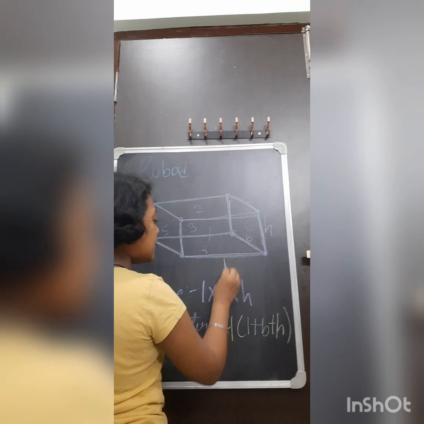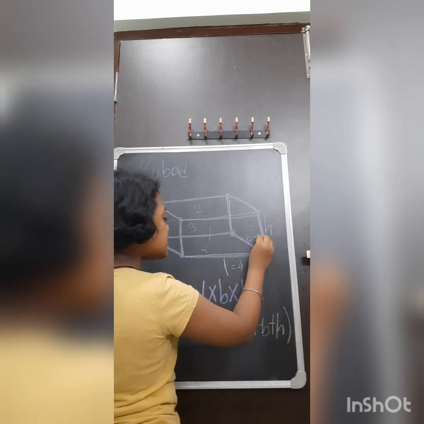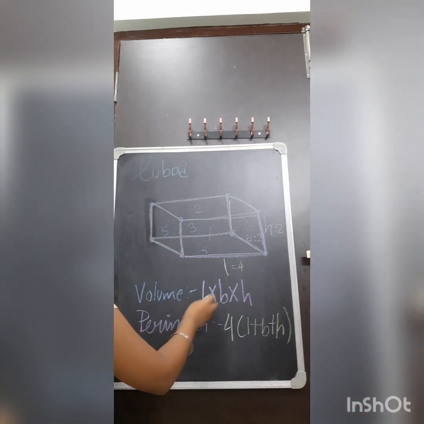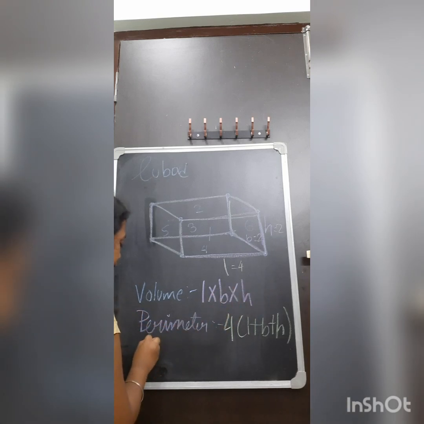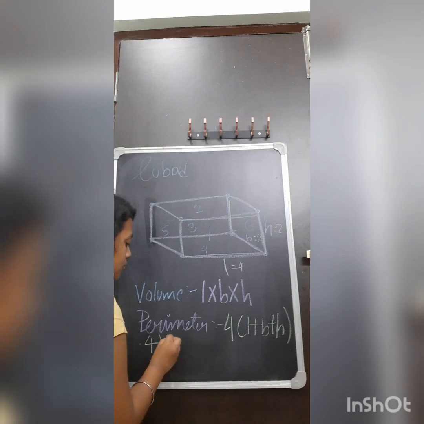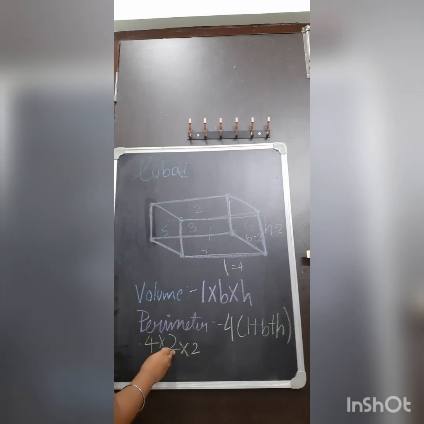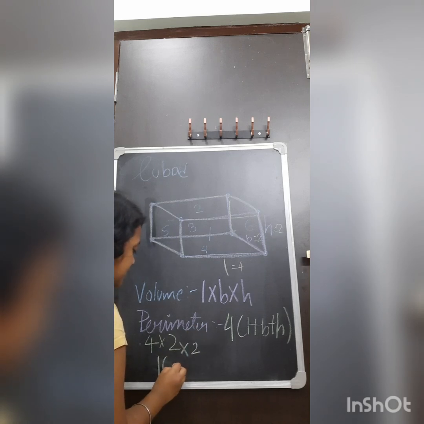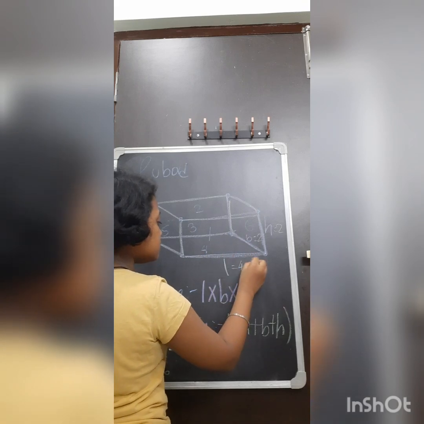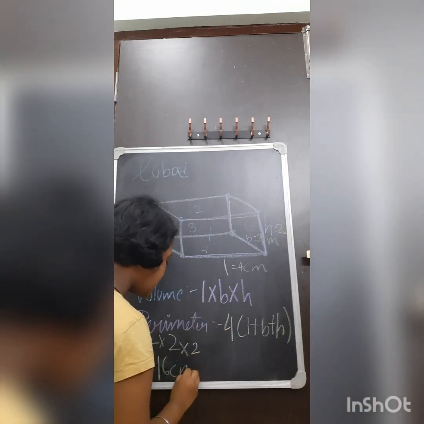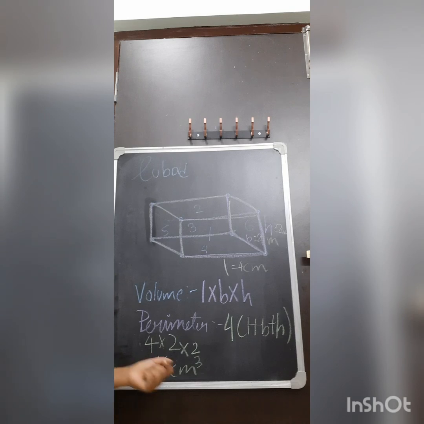For example, length is equal to 4, breadth is equal to 2, and height is equal to 2. Then how do you find the volume? So length into breadth into height. Length is 4 into breadth is 2 into height is 2. So 4 into 2 is 8. 8 into 2 is 16. So volume is 16 centimeter cube. So this is how you find the volume of cuboid.